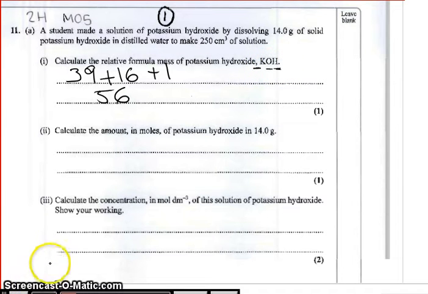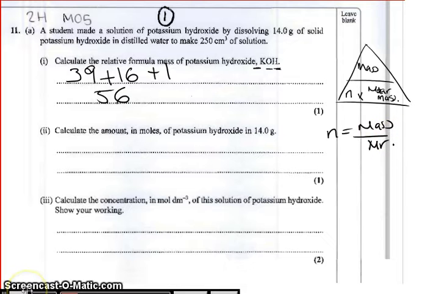Calculate the amount in moles of potassium hydroxide in 14.0 grams. So to do this, we need to remember our formula, which is the number of moles equals the mass divided by the Mr. We can also remember this by looking at the triangle just above. If we cover over number of moles, we can see that it's mass divided by Mr, which is the same as what I've written down earlier.